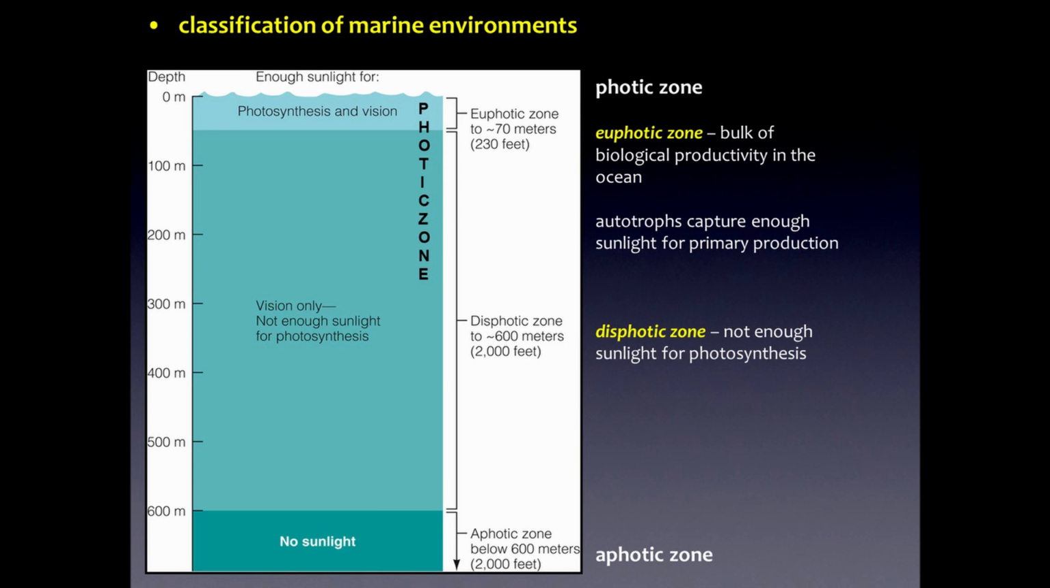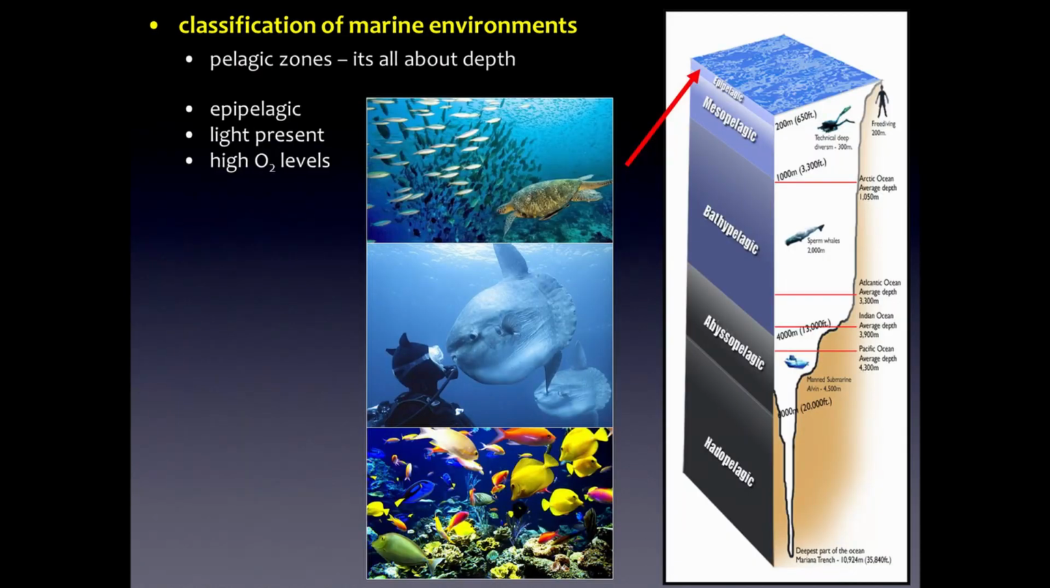Then underneath this, extending to a depth of 600 meters to even 1,000 meters in some locations, we have the dysphotic zone. Enough light to see by, but not enough sunlight for photosynthesis. And then below this, we have the aphotic zone. And here in the aphotic zone, there's no sunlight. It's known sometimes as the night zone, the dark zone, the midnight zone, because we see absolutely no light within that zone.